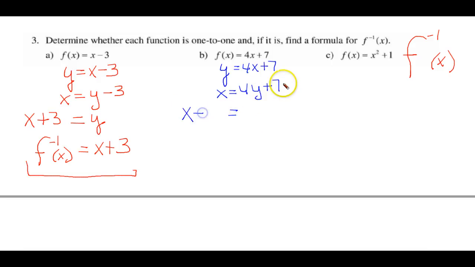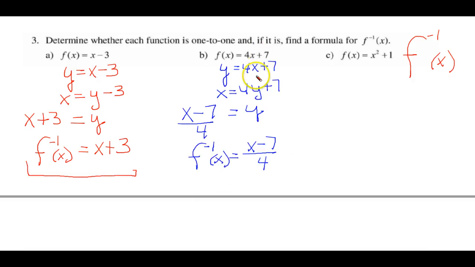So we transpose the 7 to this side and divide everything by 4. So I've transposed the positive 7. On this side it became a negative 7. Then I divided both sides by 4. Now I'm going to change the y to the inverse symbol. F inverse equals x minus 7 over 4.